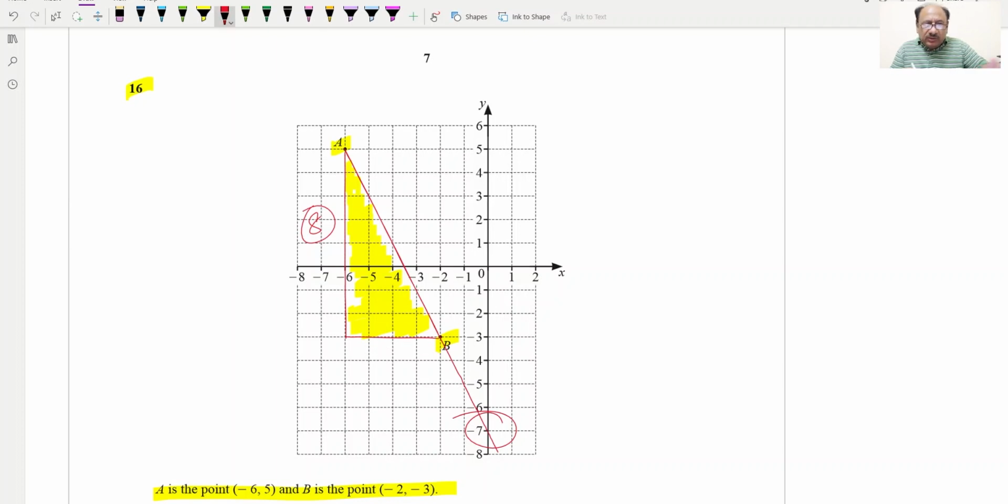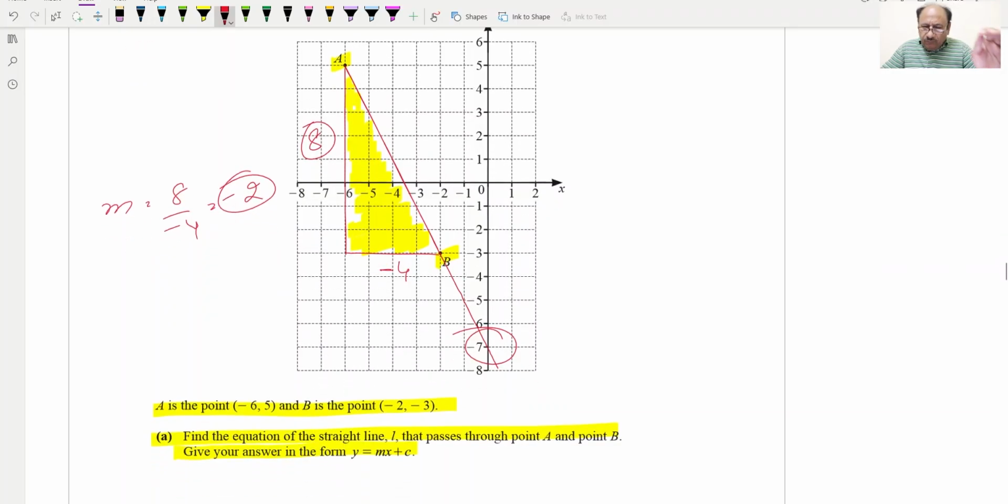So this is basically 8 units down, and we can take minus 4 units. So the gradient m value will be 8 by minus 4, which is equal to minus 2. So the gradient will be minus 2. Now we can check the c value. The c value will also be equal to minus 7. This is the c value, so we can write c is equal to minus 7.